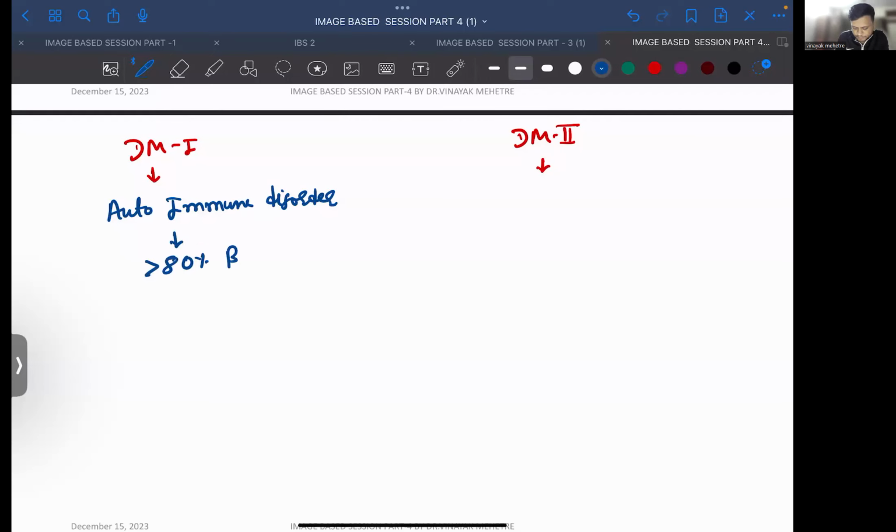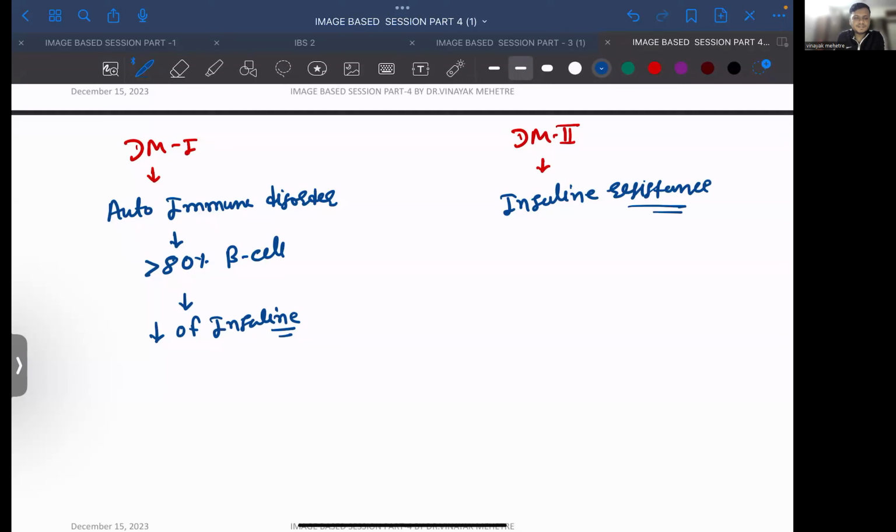80% of beta cells will be damaged, right? So the patient will have what? Low level of insulin. Low level of insulin. It is seen in diabetes 1. And in diabetes 2, what happens? Remember it. There will be insulin resistance. Okay. The body is producing insulin, but there is insulin resistance.